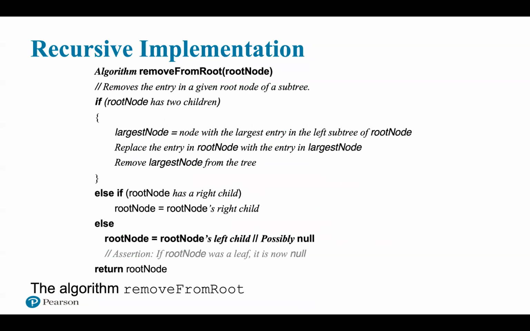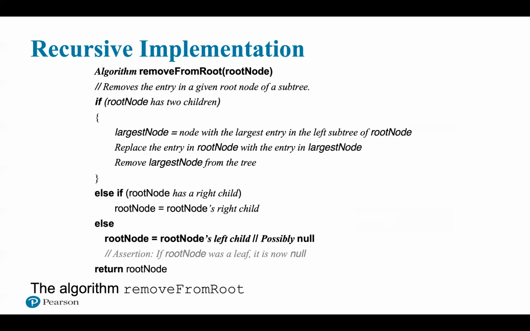So what about the algorithm removeFromRoot? The previous method removeEntry removes the entry in the root of a given subtree by calling the method removeFromRoot. In that method, we see whether the root node has 0, 1, or 2 children, and then proceed according to the discussion in segments 26.10 through 26.17. If the given node has at most 1 child, we delete the node and its entry.